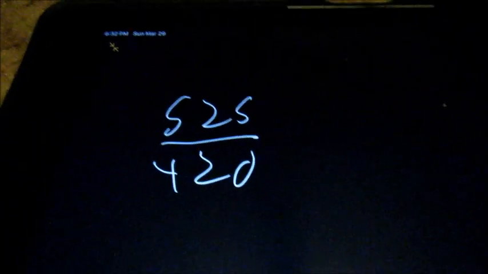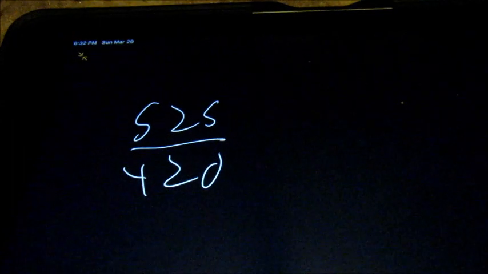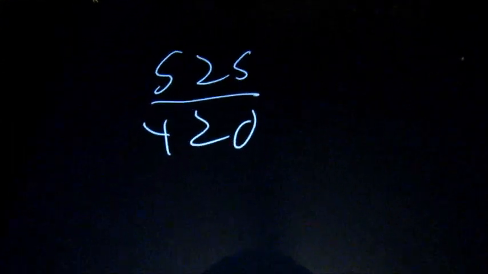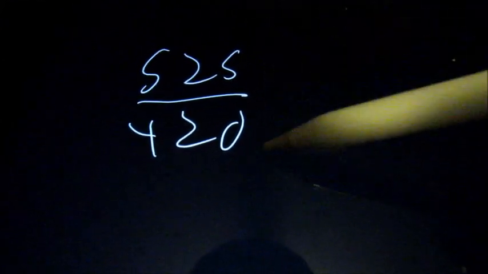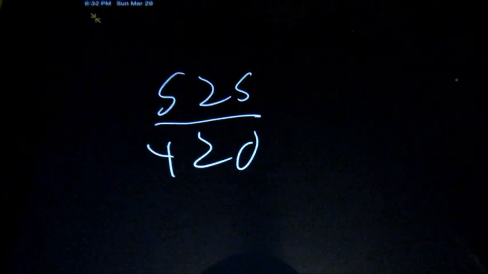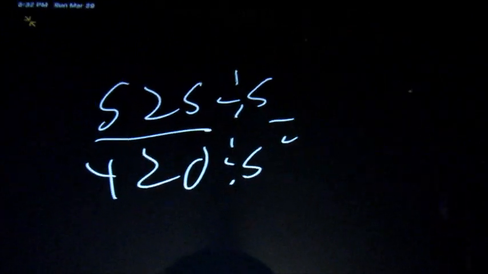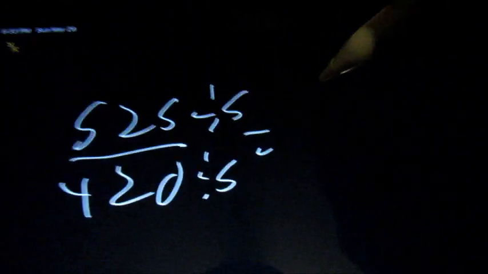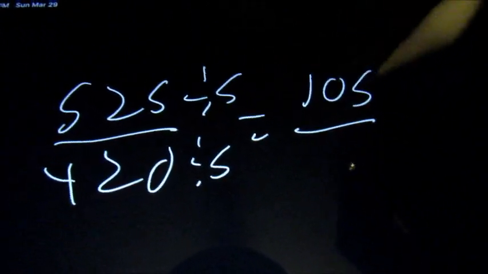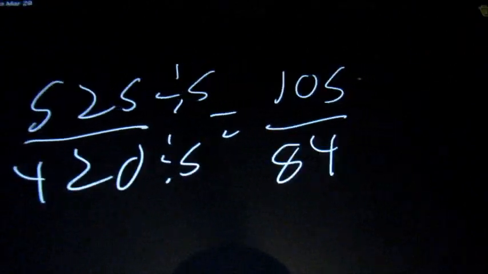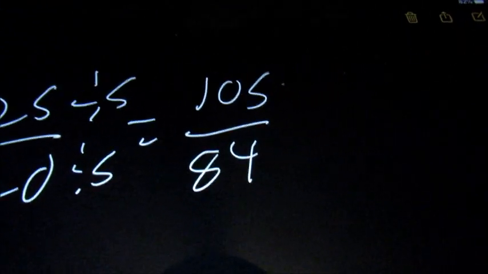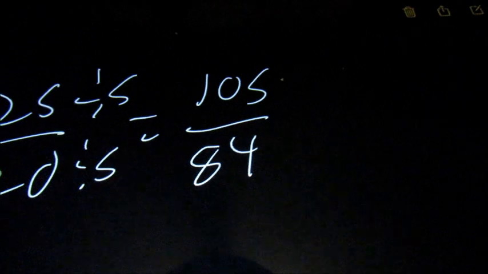And it's what we did in the previous section where we said that a number is divisible by something. So here we see that one ends in a 5 and the other in a 0. So we know that both of them are divisible by 5. So what I'm going to do is divide both of these numbers by 5. When I do that, I'm going to get 105/84.